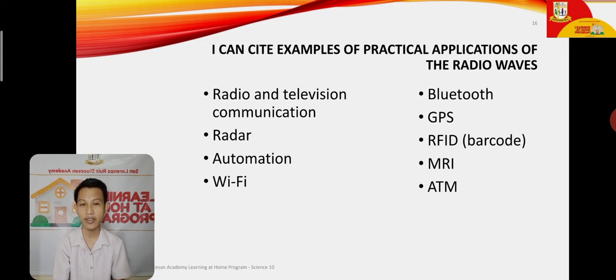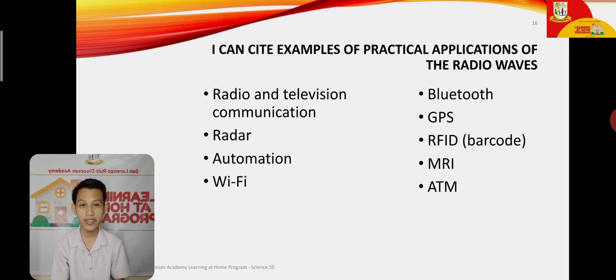Radar ang ginagamit doon. And then automation. Okay, for example, yung ating mga tinatawag nating ATM, yung automated teller machine, RFID o yung barcode. Okay? Ano pa yung ginagamitan dun, yung popular na news for today, yung beep card. Okay, gumagamit din yan ng radio waves.